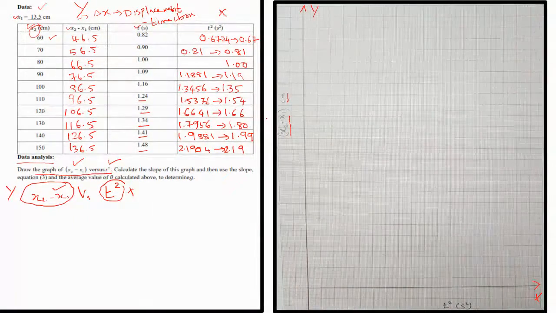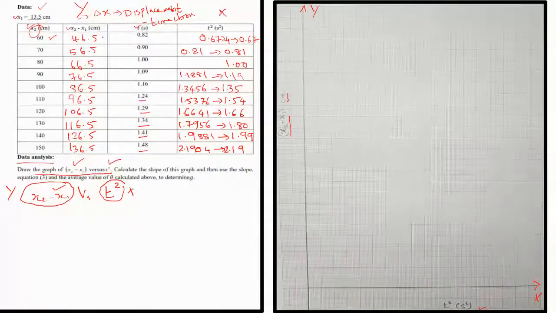When you draw the line for the y-axis, you have to write what you are taking on it. In this experiment, you take the y value as x2 minus x1, so I write x2 minus x1. The unit for x2 minus x1 is centimeter. Likewise, you can see your x-axis. On the x-axis we took time square. The unit for time square is second square. That information is written here. Understand? Yes, clear.